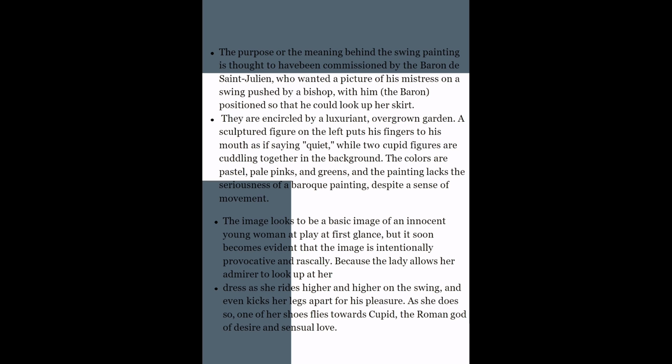but it soon becomes evident that the image is intentionally provocative and rascally, because the lady allows her admirer to look up her dress as she rides higher and higher on the swing, and even kicks her legs apart for his pleasure. As she does so, one of her shoes flies towards Cupid, the Roman god of desire and sensual love.